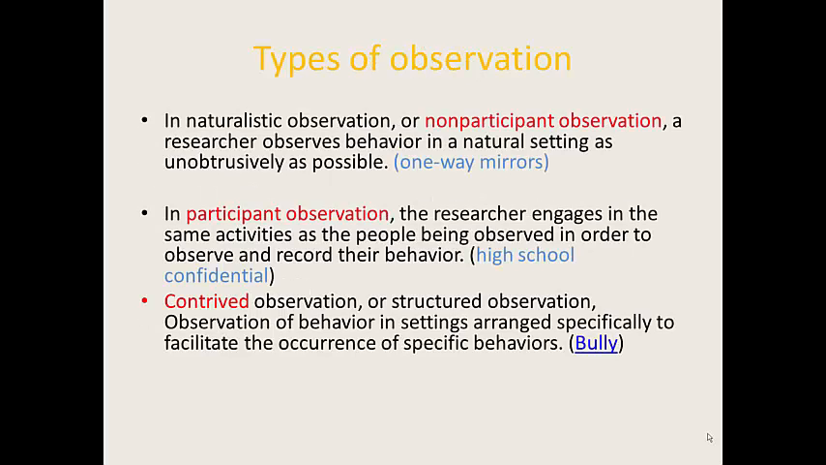We have different types of observation. One is non-participant observation, where you're not there, you see them but they don't see you. And like I said, you can use a one-way mirror to do that. The other one is participant observation. Participant observation is when the observer becomes a member of the group, and they don't notice that they are being observed by the researcher.